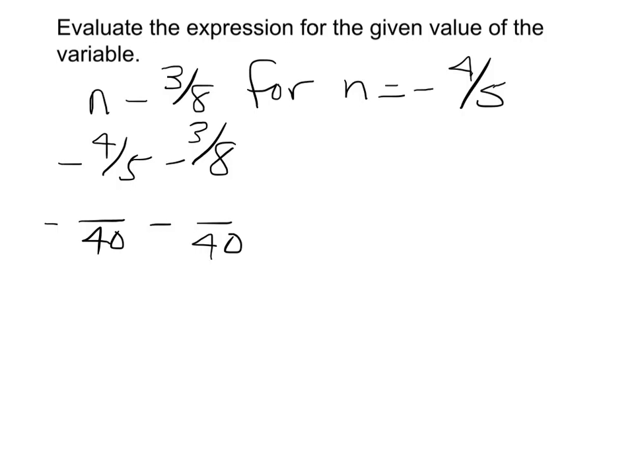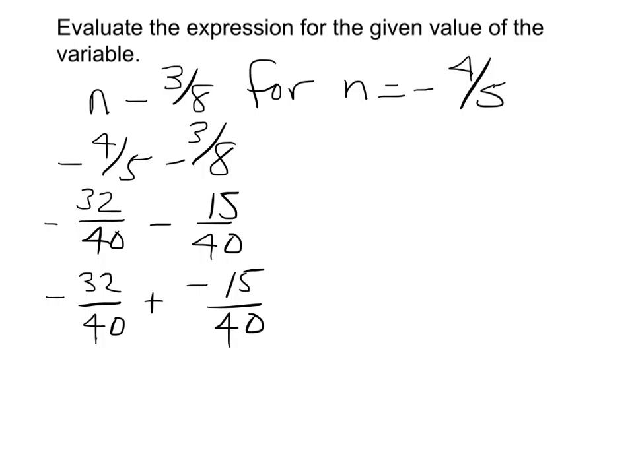All right, so 5 goes into 40 8 times. 8 times 4 is 32. And 8 goes into 40 5 times. And 5 times 3 is 15. We've got to be careful now. We've got a negative minus a positive. So let's rewrite this as negative 32 over 40 plus the opposite. So plus negative 15 over 40. And we're going to add those together, and we're going to get negative 47 over 40. Of course, we're going to rewrite that as a mixed number, negative 1 and 7/40.